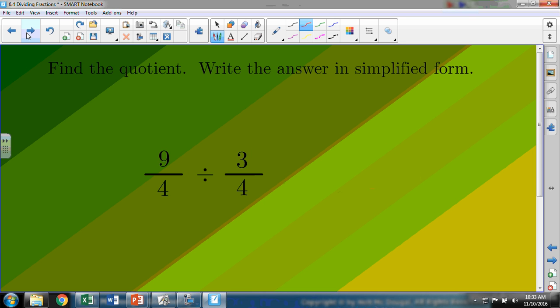Taking another example. 9 over 4 divided by 3 over 4. North Dakota X. Numerator, denominator. Top and bottom. Well, 9 times 4, that's 36. 3 times 4, that's 12.